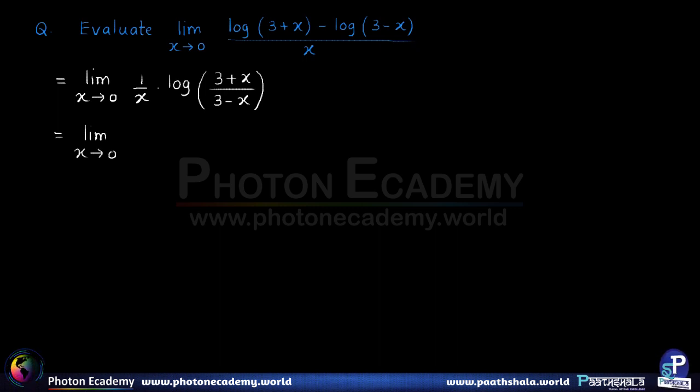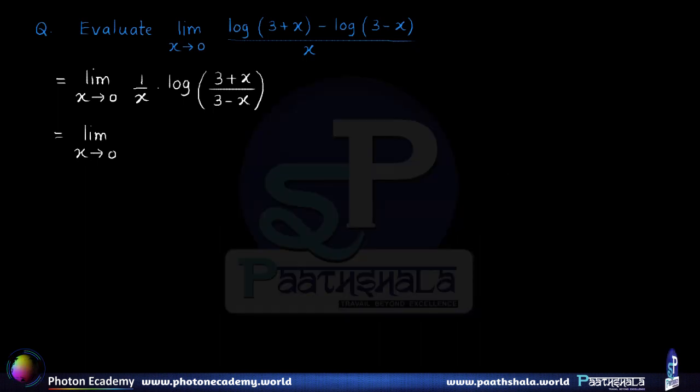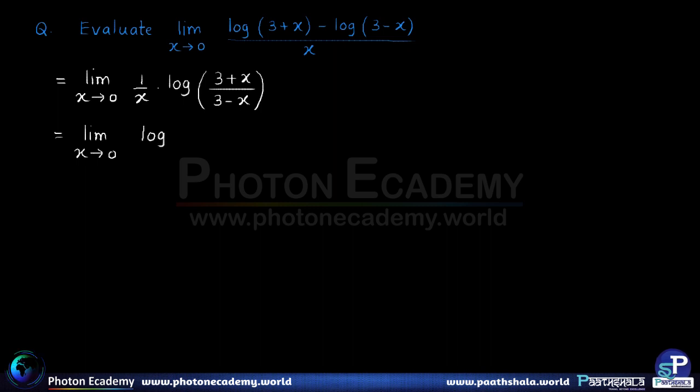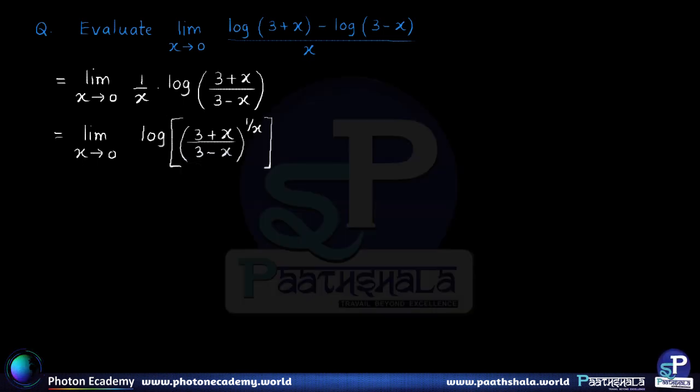Now we have limit and we have log, but right now we cannot take log as it is because we have this intervening term 1 upon x. So to get rid of that 1 upon x which is sitting between limit and log, we can send that term as an exponent of that particular expression whose log is taken. So it is nothing but log of (3 plus x) whole upon (3 minus x) raised to 1 upon x, and we are taking the log of this whole quantity, and then limit is taken of this particular log. Now we can definitely take log outside.